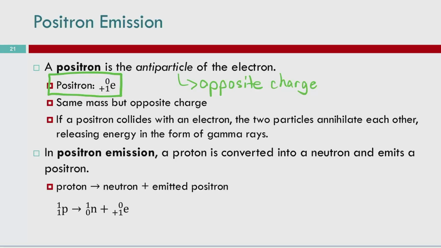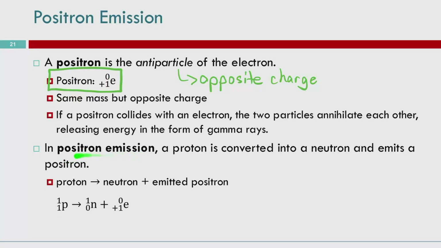if somehow you got a positron to collide with an electron, since they're antiparticles, they would just get destroyed and then release a bunch of gamma rays. So if for some reason you have a positron and an electron, keep them away from each other or they'll blow up.